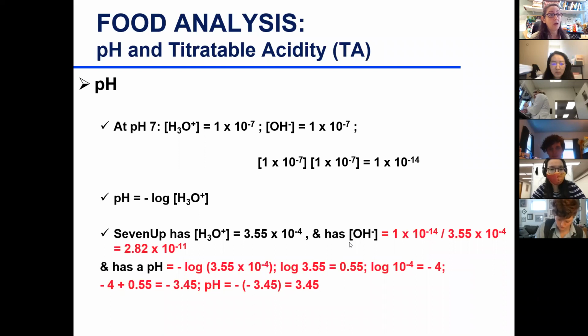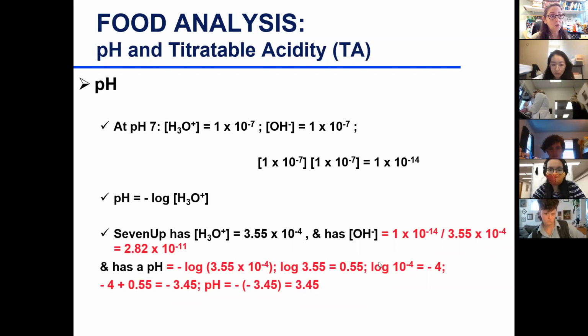So if you have this value, you're just solving for x. And just following your algebra, you would get 2.82 times 10 to the negative 11. And for the pH, you just apply pH equals negative log of the hydronium ion. So this is just a function of your calculator, just to get the log.